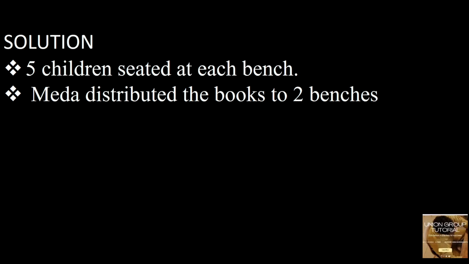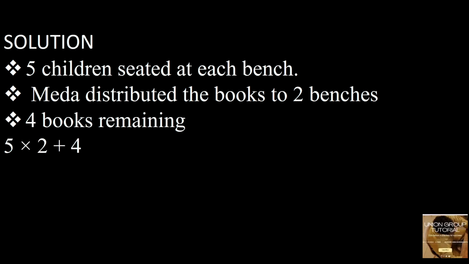These are key points you need to note before forming an equation which requires BODMAS to get your final answer. And we have a remainder of 4 storybooks. So how do we calculate the final answer? Since there are 5 students seated on each bench and she distributed it to 2 benches, that is 5 plus 5, that is 10. So we can write 5 times 2 plus 4. Since there are 2 benches and 5 students each, that is 5 times 2.